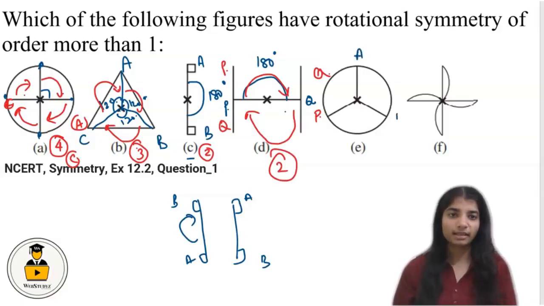Let's say this is A, this is B, this is C. This circle is divided into 3 parts and the complete angle is 360 degrees, as it is divided into 3 equal parts. So 360 divided by 3 is equal to 120. So every angle is of 120 degrees.